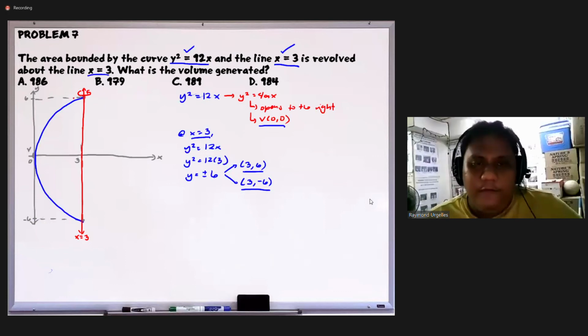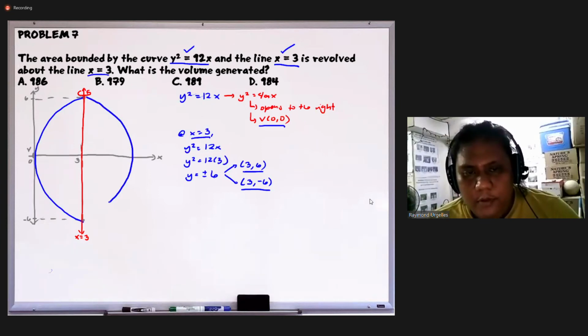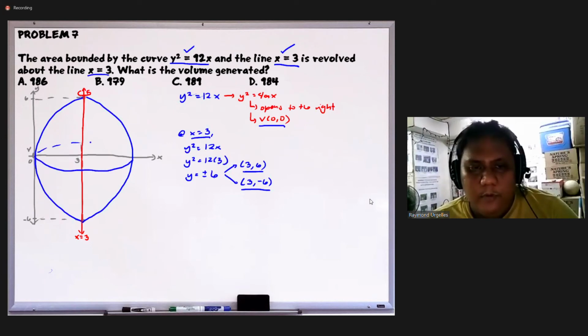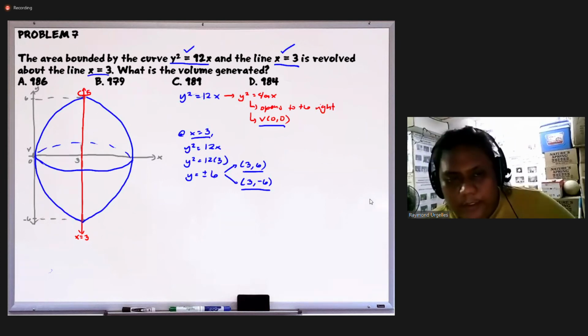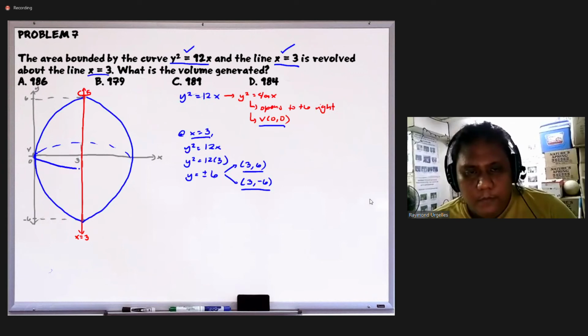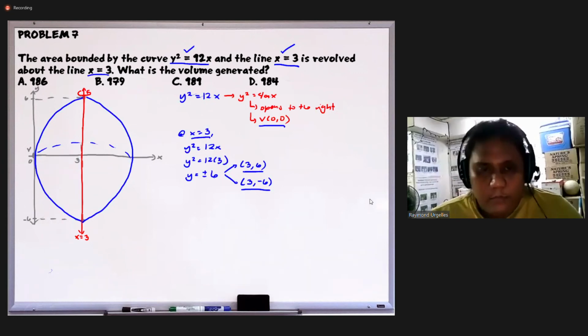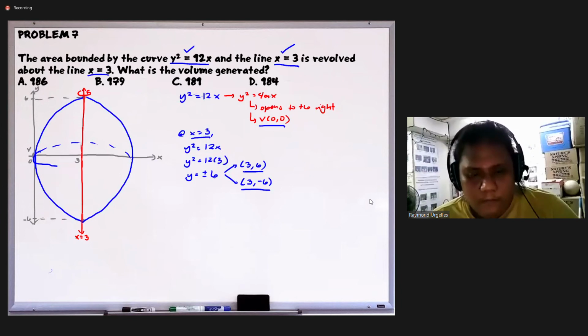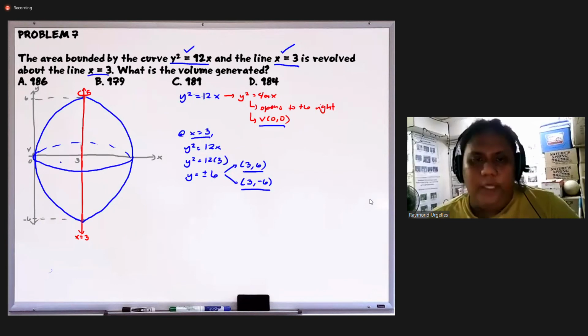Then when we revolve our curve, the parabola, around it, this is the volume that will come out. You will form something like this. It looks like a football, the shape of it. So that will be our volume.